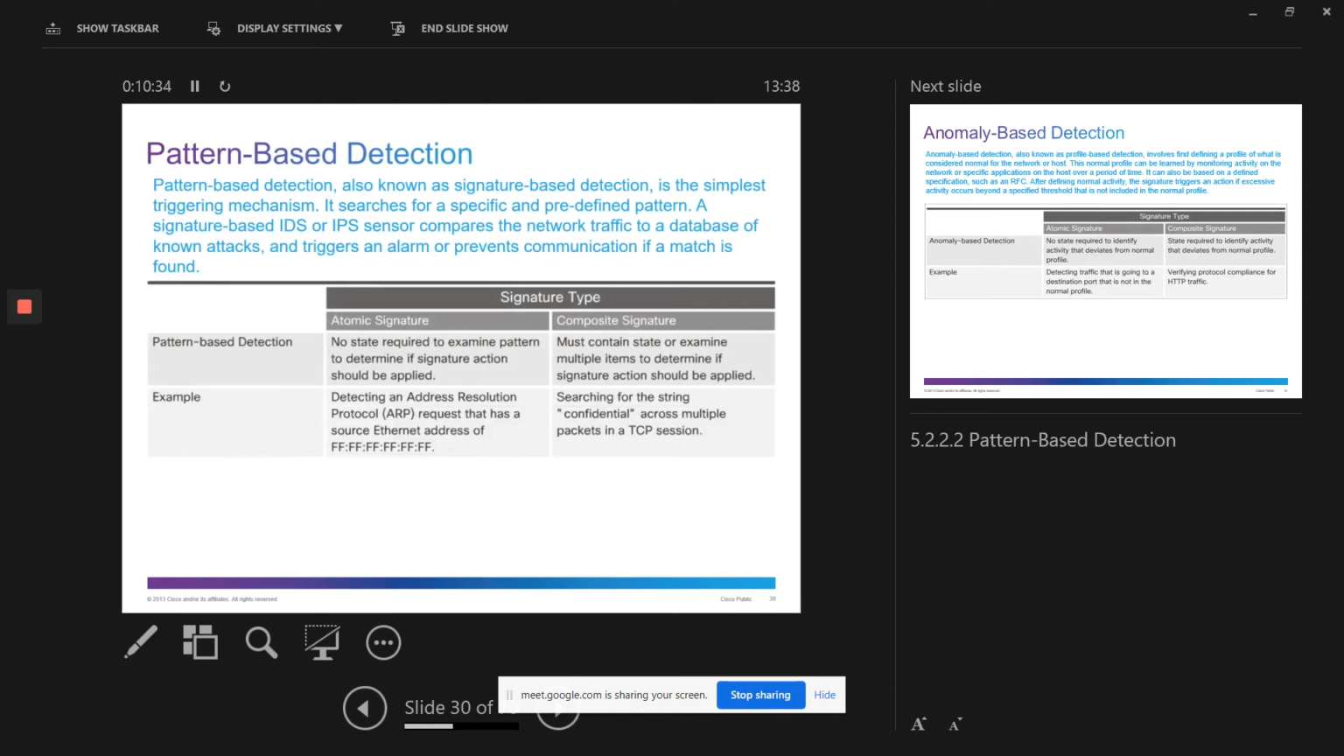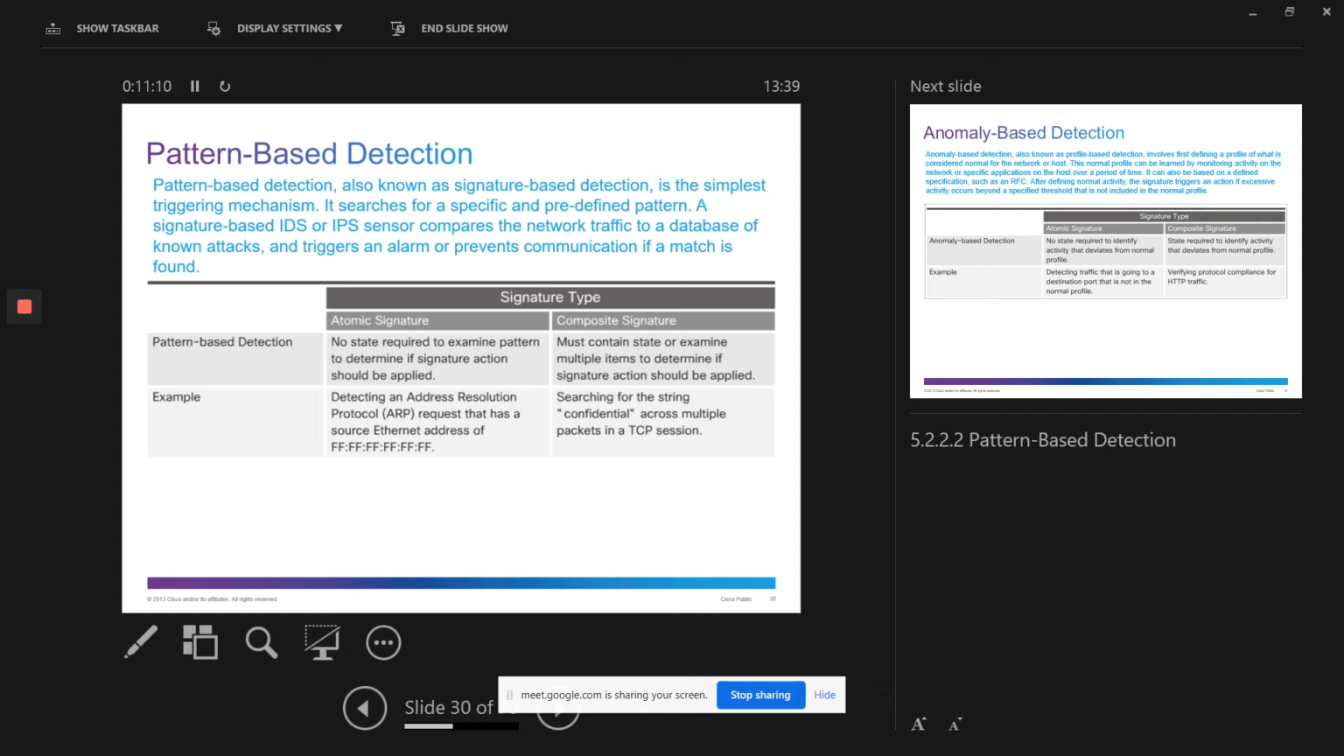So looking at each of these in more detail, pattern-based detection. Pattern-based detection is also known as signature-based detection, and it's the simplest triggering mechanism compared to any other method available. It searches for a specific, predefined pattern that must be in the signature file. A signature-based IDS and IPS sensor compares the network traffic to the database of known attacks, the database which I mentioned to you, and triggers an alarm or prevents communication if a match is found.